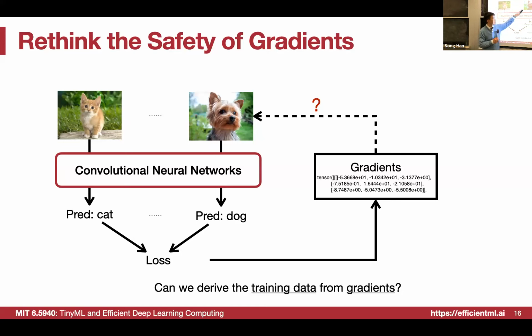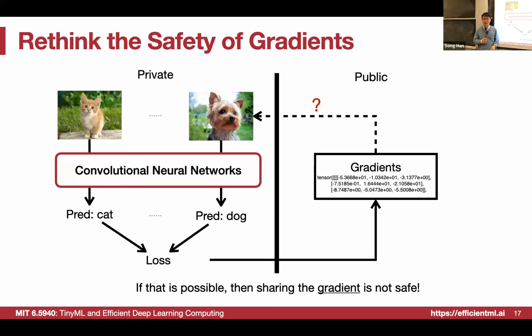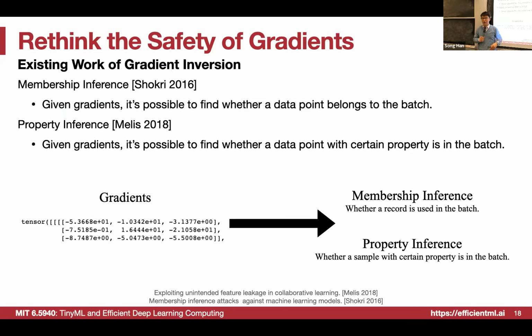We have the weight, we have the gradient, and can we leak the input image by observing the gradient? Conventional wisdom basically separates the private data, the private input, versus the public data, which is the gradient or the weight update. Existing work shows that we can get some input information by observing the gradient. For example, membership inference: given the gradient, it's actually possible to find whether a data point belongs to the batch. And also property inference.